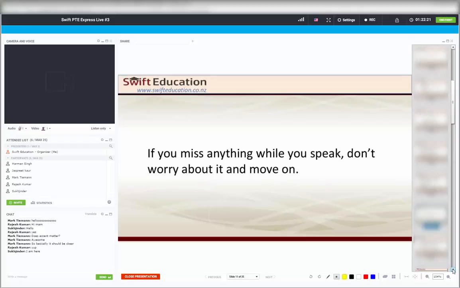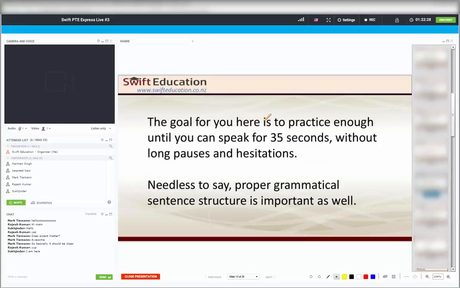Okay. If you miss anything while you speak, don't worry about it and move on. You don't have to repeat that all again or go back to, oh, I forgot and stuff, because that's not taken as being fluent. The goal for you here is to practice enough until you can speak for 35 seconds without long pauses and hesitations. So hesitations is ers and thinking a lot of information, long pauses. So don't do that. Needless to say, proper grammatical sentence structure is important as well. So you need to have proper sentence structures as well.